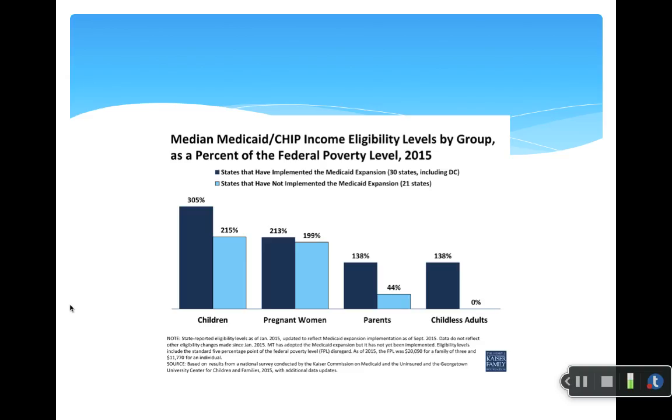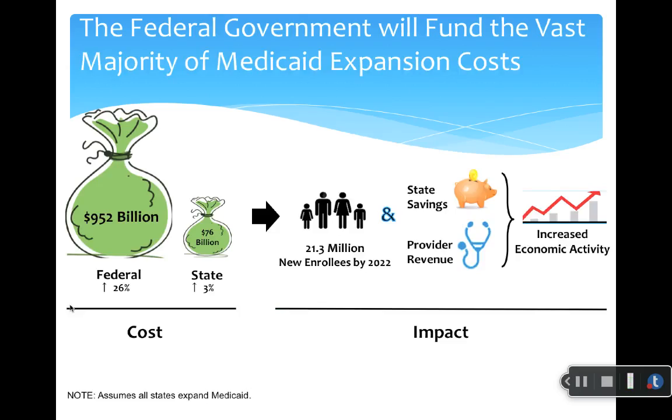What we see is also that there is a differential for children in terms of the eligibility levels. So even parents or families that make significantly more than the poverty level still have coverage in those Medicaid expansion states, because again, there is an effort on the part of these states to include as many people as possible.